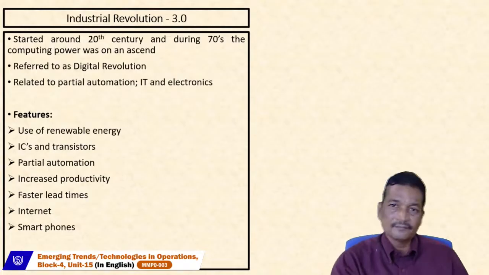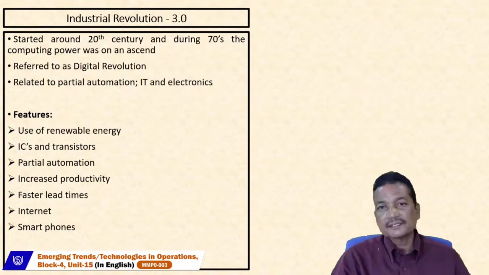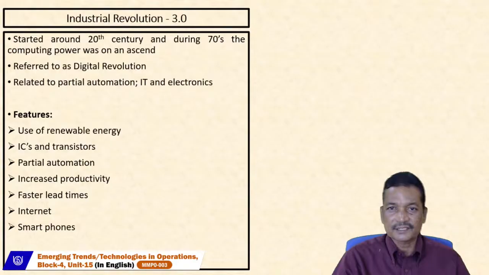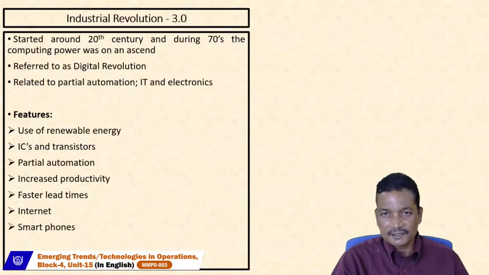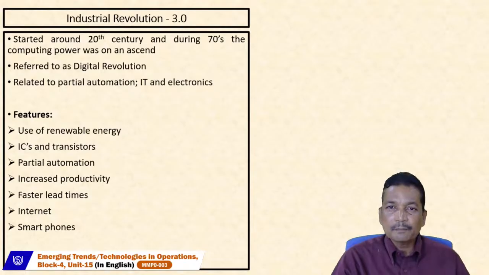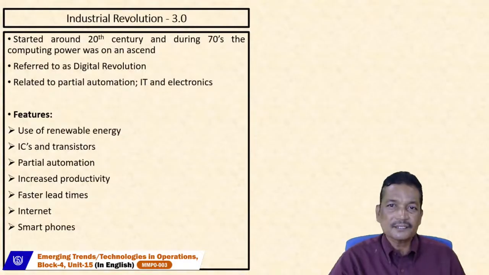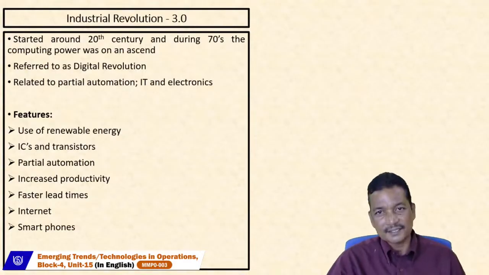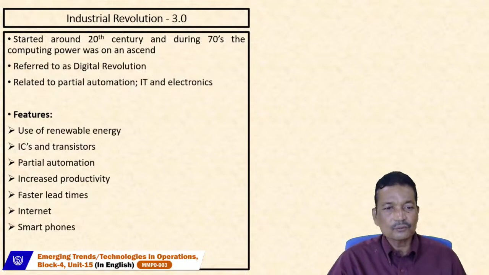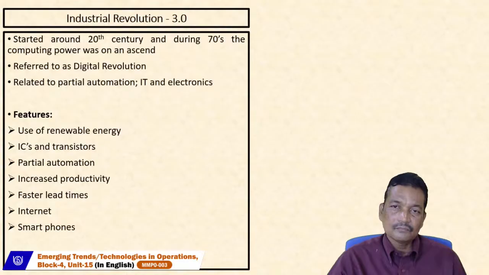Partial automation was there. As we said, components started having some kind of automation in their features. Increased productivity. That means we tried to reduce the wastages. When wastage was reduced, the outputs in comparison to the input was increasing. Thereby, we could say that we are better utilizing the items, the inputs, the productivity has increased.